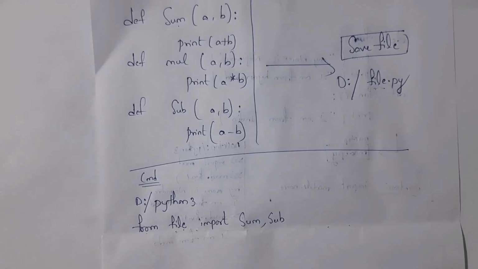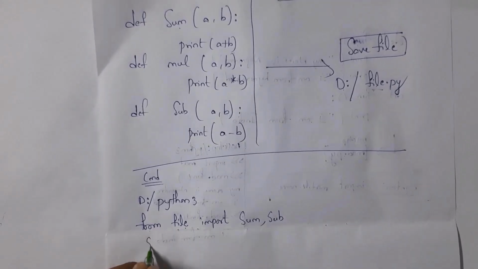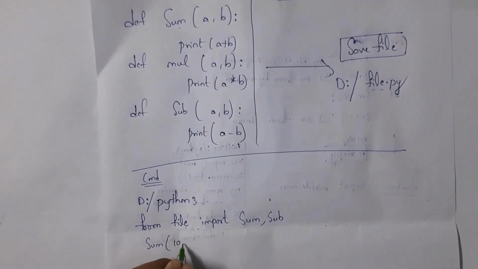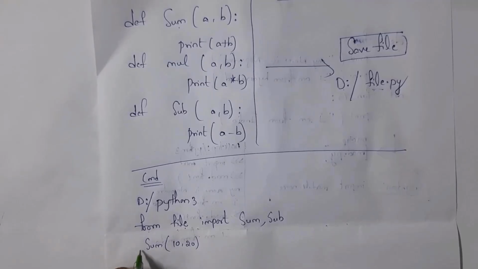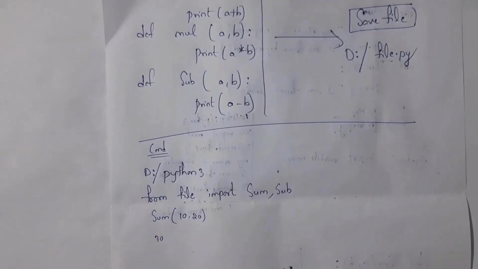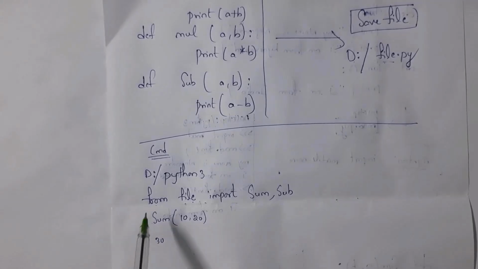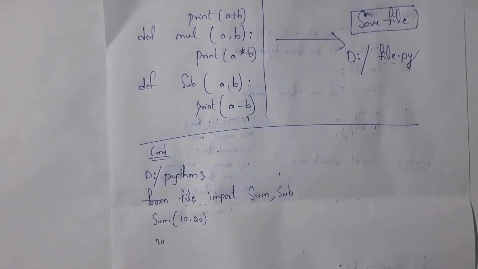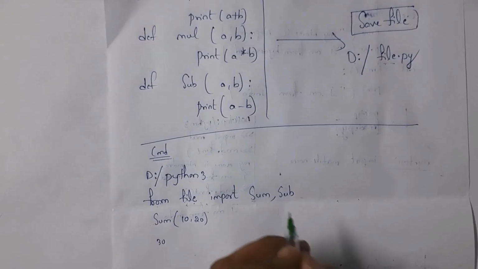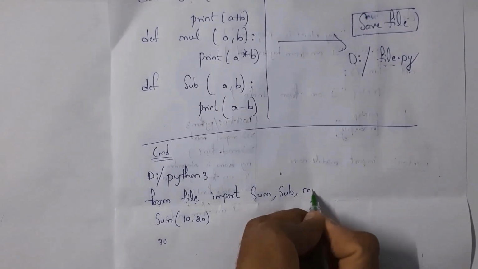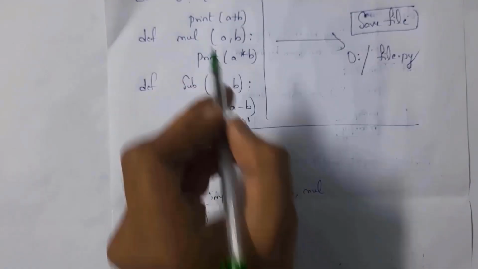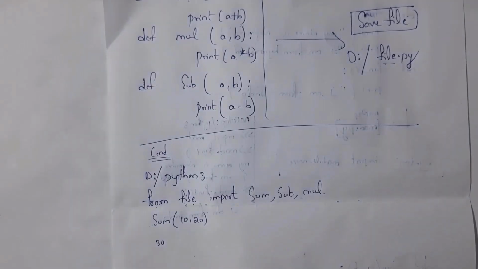In order to perform addition there is no need of writing file.sum. There is no need of including the module name. So you can just write sum, and here write 10 comma 20. Whenever you write sum of 10 comma 20 you will get output 30. This is the use of from and import keyword. For example, I want to perform multiplication. So just write sum comma sub comma mul, because this function name is mul. Now you can perform addition, subtraction and multiplication.